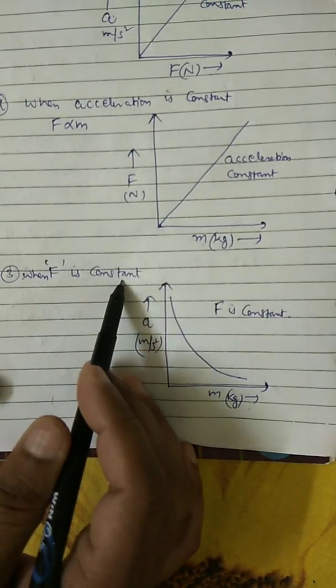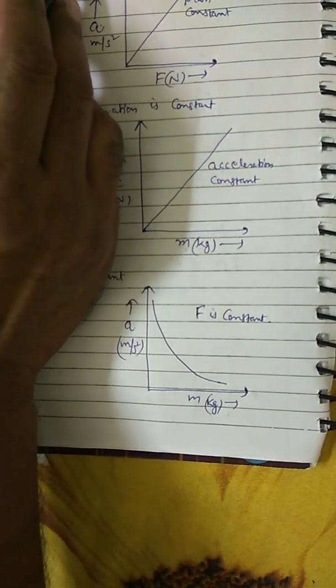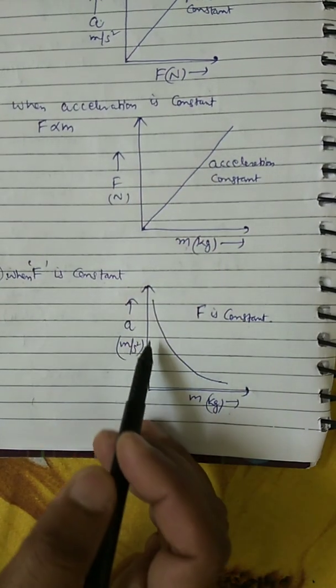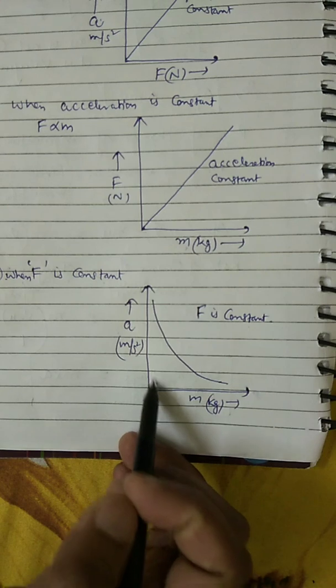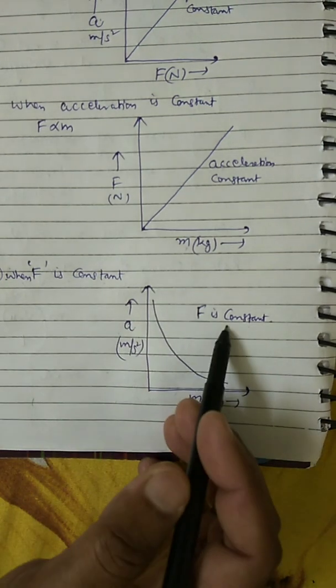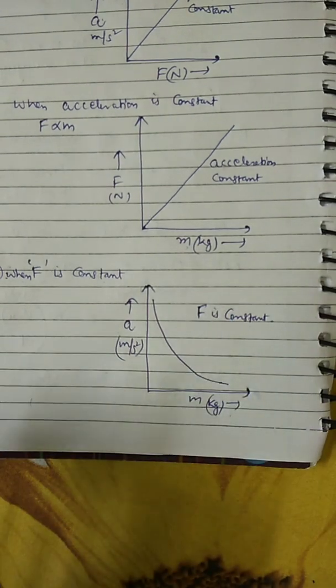When force is constant, then acceleration is inversely proportional to mass. From this you can see, the inversely proportional graph will be like this: less mass, more acceleration for constant force; more mass, less acceleration for constant force.